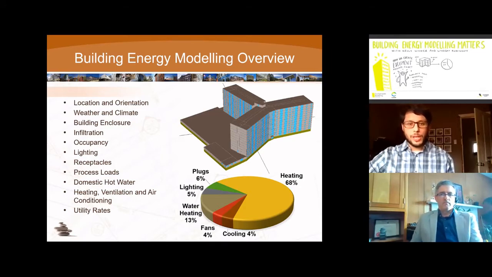So you can see here, there's a pie graph. We see a representative building in a cold climate like Manitoba. We have a heating dominated climate, so therefore a large proportion of our energy goes to heating, but there are certainly significant other energy end uses as well.